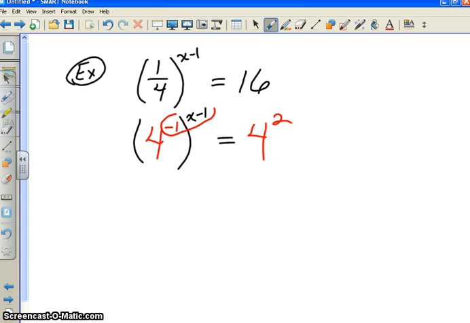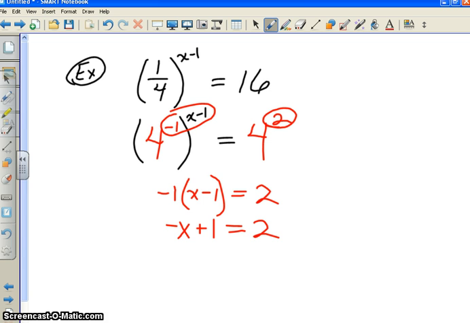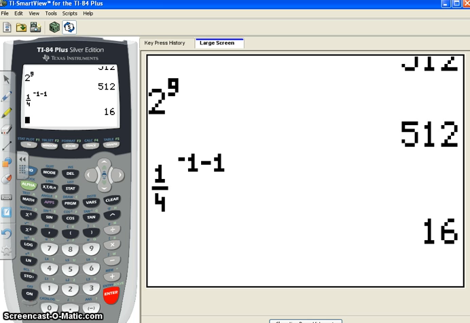So here's my equation I'm going to solve. -1 times x minus 1 equals 2. Distributing will make -x plus 1. Minusing 1 from both sides will make -x equals 1, which means positive x is equal to -1. And just to prove to you that 1/4 to the -1 minus 1 exponent does equal 16, there it is.